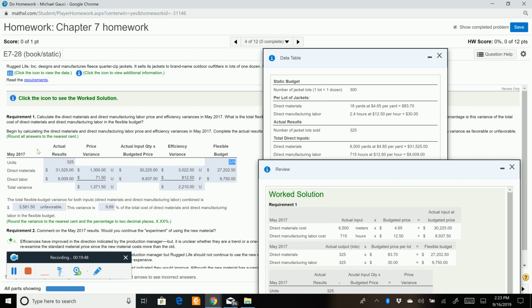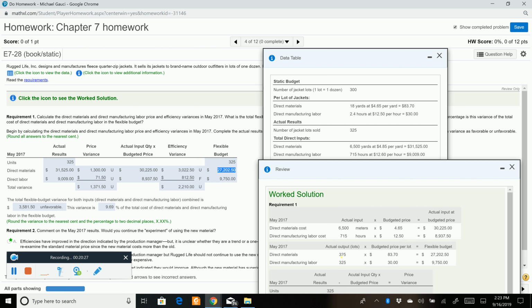Now for the actual results, what did we have? Actual direct materials, the author tells us, is $31,525 in direct materials, and direct labor actuals, $9,009. So these are the actuals. Now come all the way over here to the far right-hand column, and let's fill in the flex budget for materials and labor. First of all, for direct materials, you can see the flex budget is $27,202.